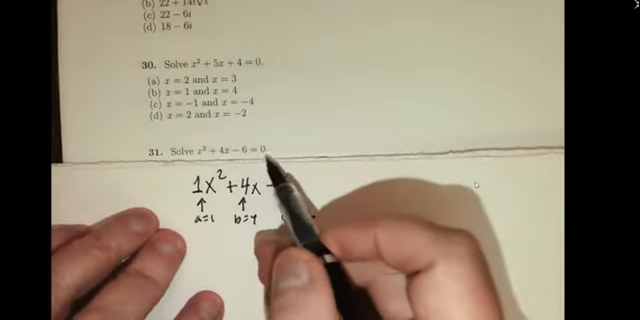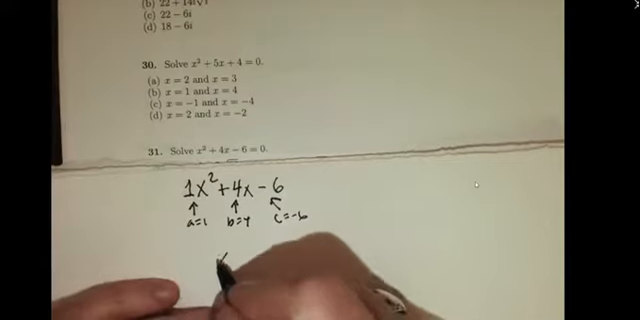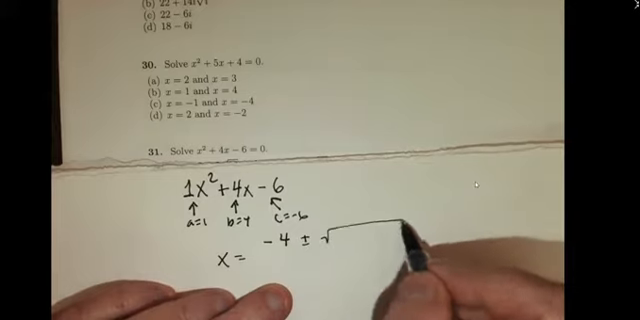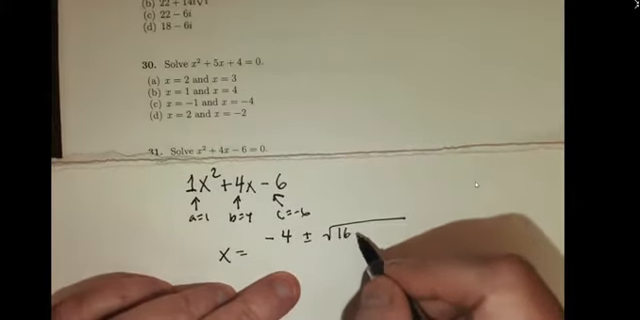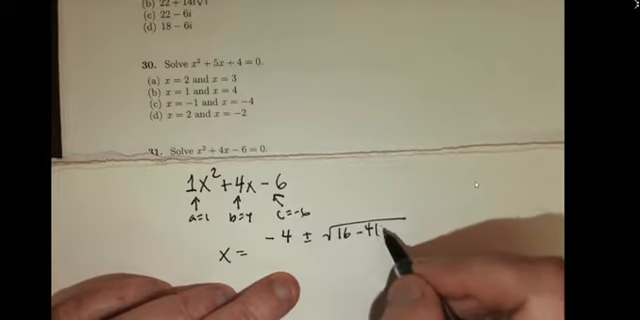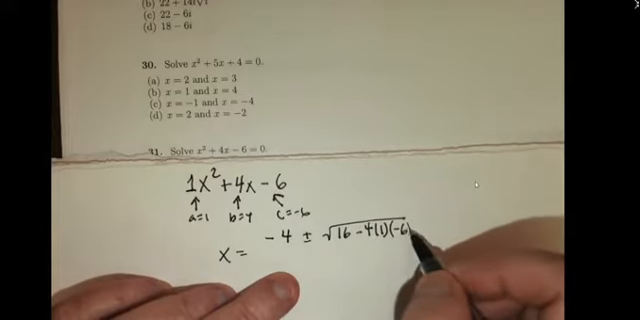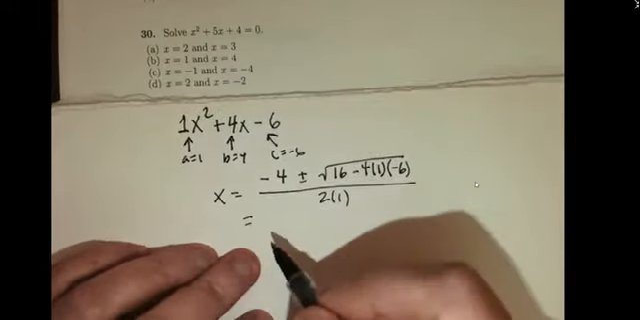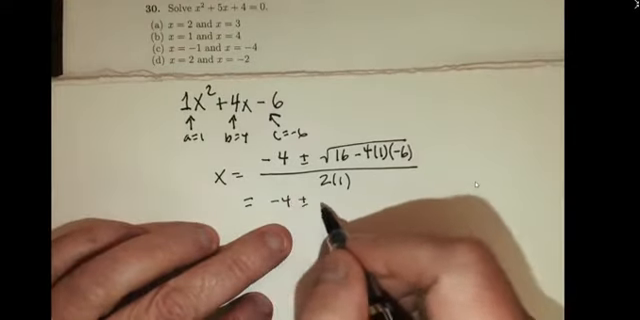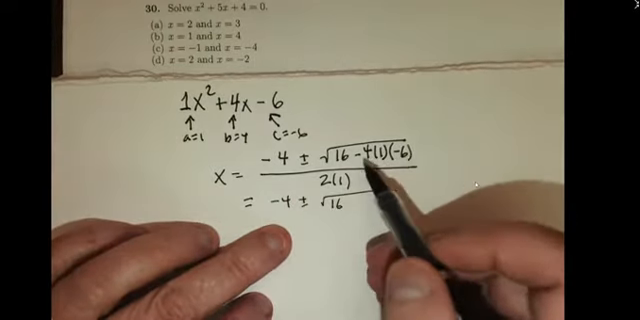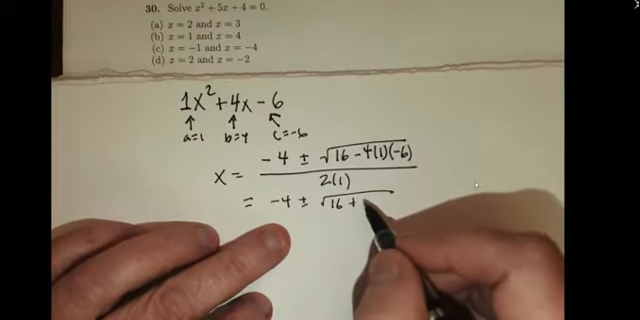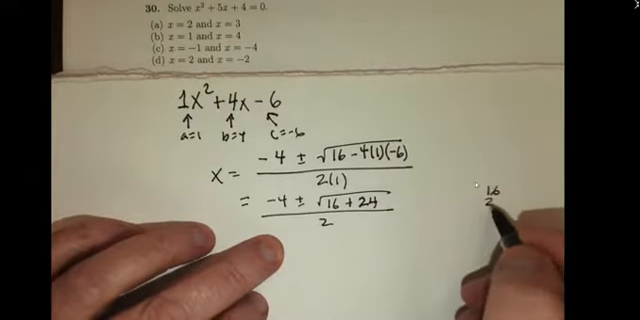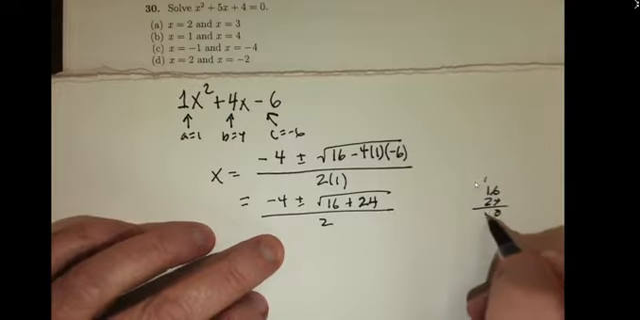And so the solution to this, the zeros are going to be minus B plus or minus the square root of B squared minus 4 times A times C, all over 2 times A. So this is going to be -4 plus or minus the square root of 16, and then these negative signs cancel, so 16 plus 24, all over 2. And 16 and 24 is 40.